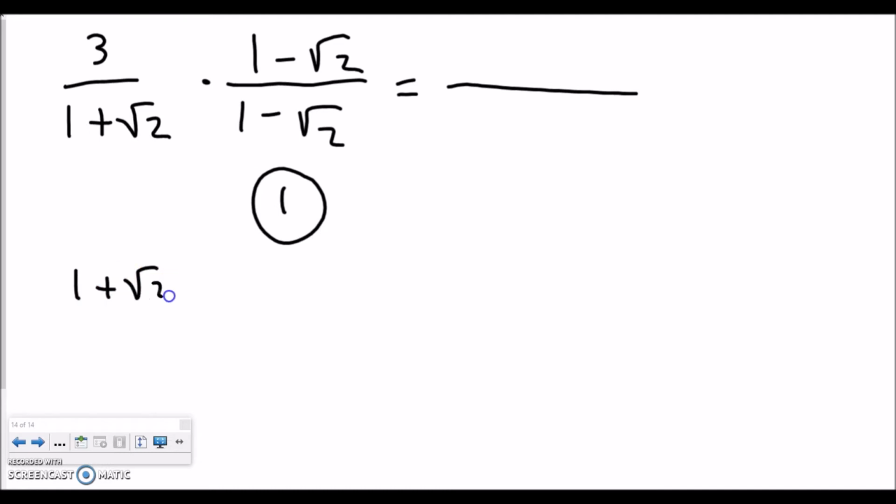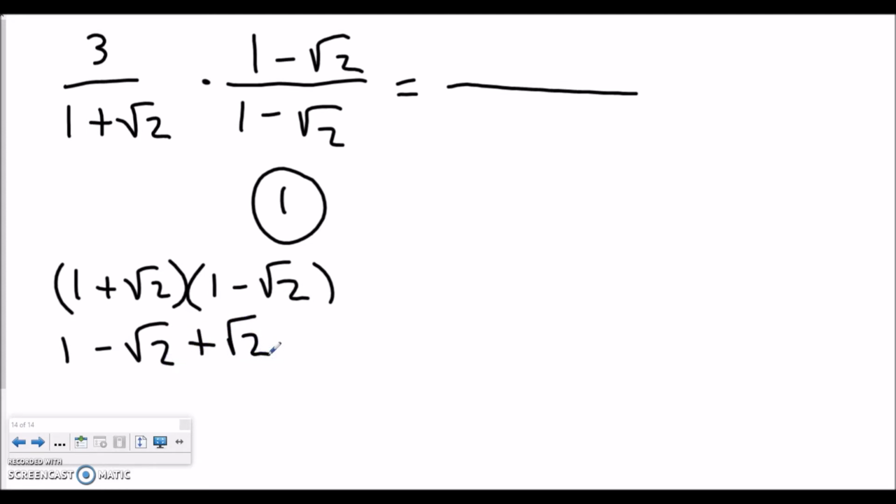If we do 1 plus square root of 2 times 1 minus square root of 2, I have to FOIL. First, 1 times 1 is 1. Outer, 1 times negative square root of 2 is negative square root of 2. Inner, 1 times positive square root of 2 is positive square root of 2. Last, positive root 2 times negative root 2 is just negative, we could call it square root of 4 for right now. We notice the middle terms cancel, and I get 1 minus, what's the square root of 4? 2. 1 minus 2 is just negative 1.